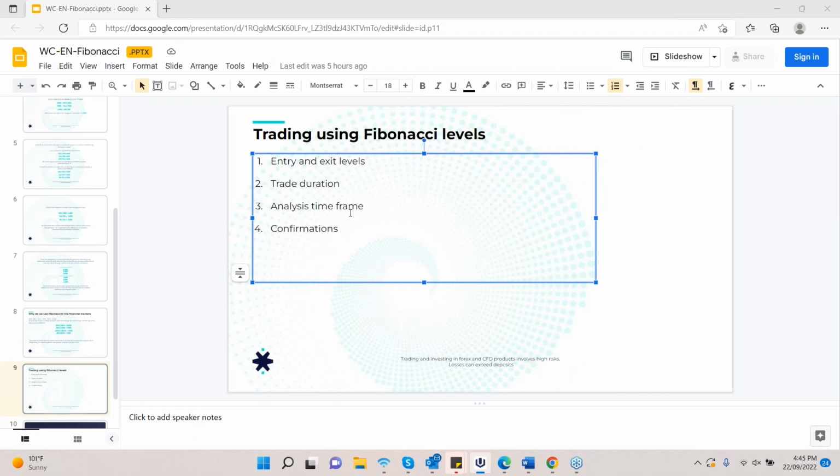Analysis time frame: as we have discussed, we can use the Fibonacci according to different time frames. We can use it on the weekly, the daily, the monthly, the M30, H4, H1, any time frame. And the confirmation, as I told you, there are different confirmations. The basic confirmation is closing at least two bearish or bullish candles above or below the level.